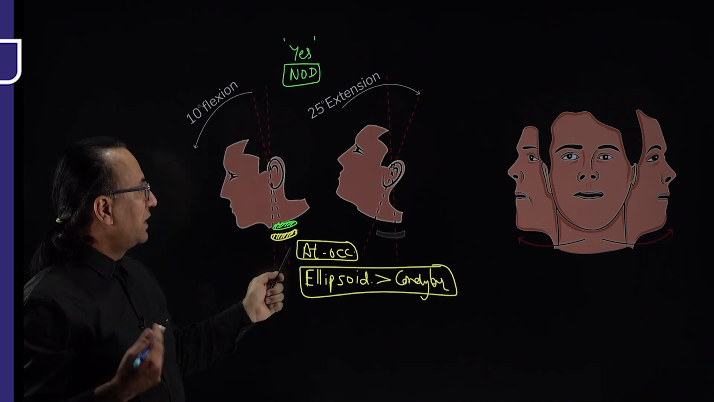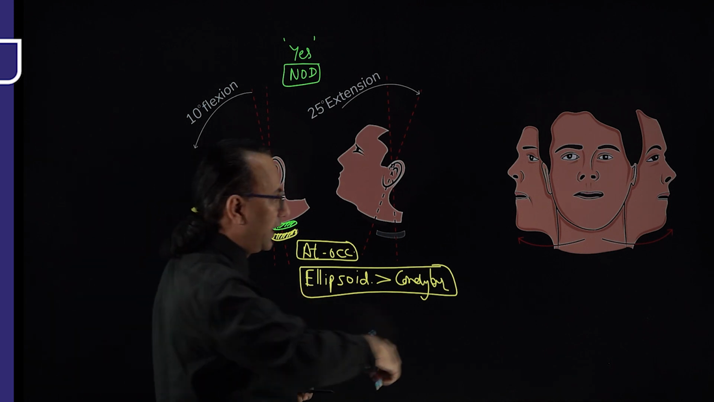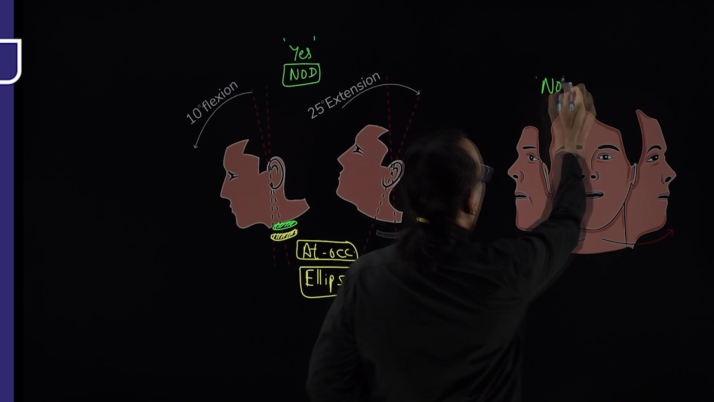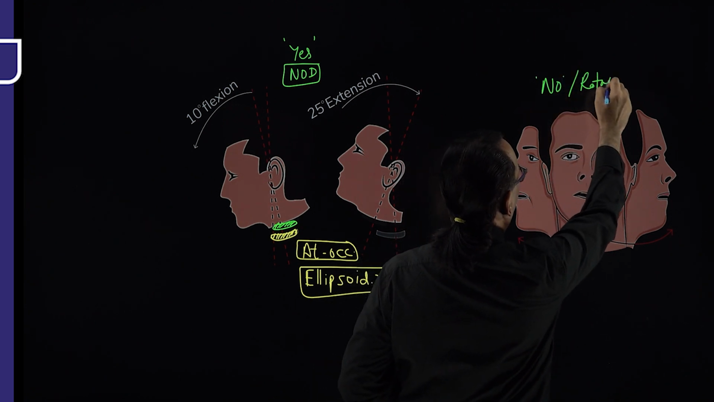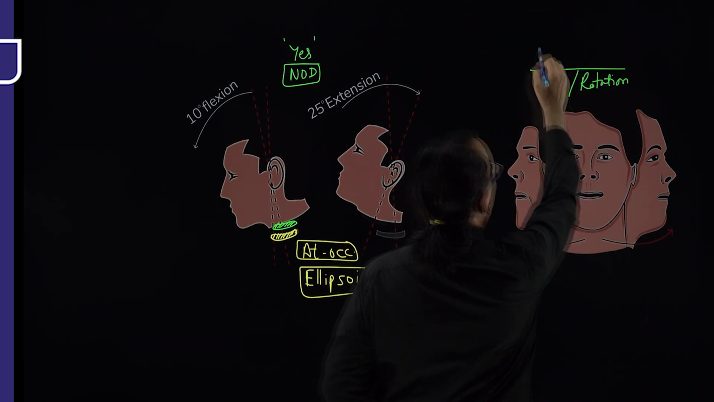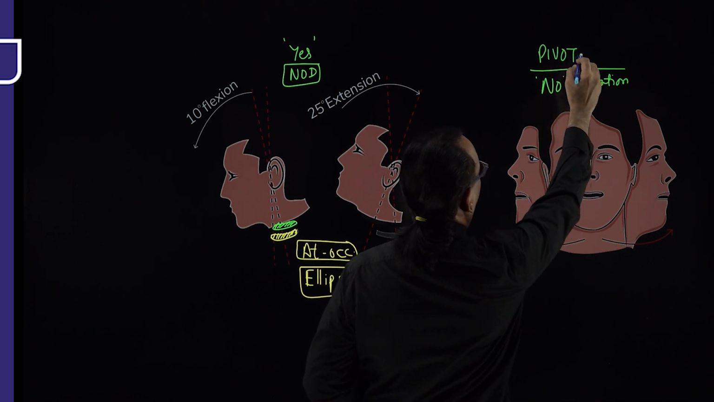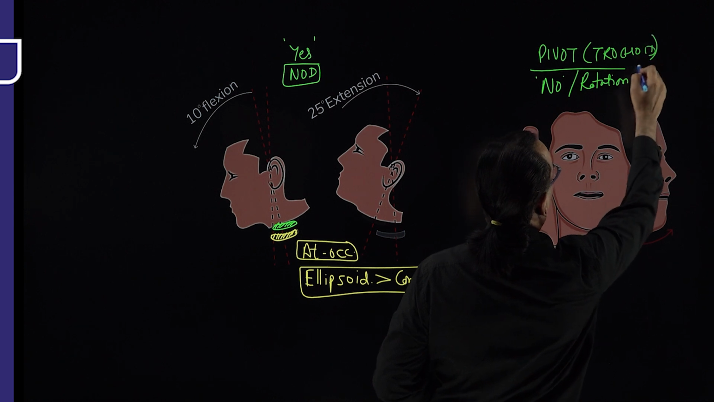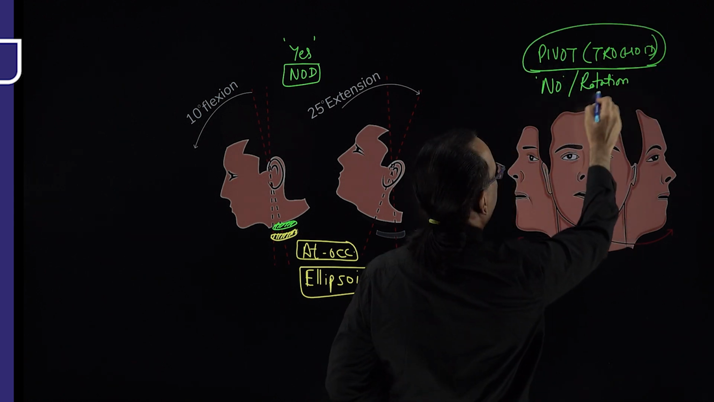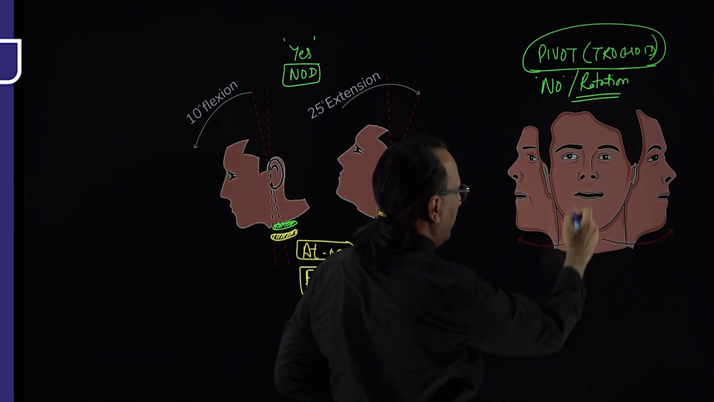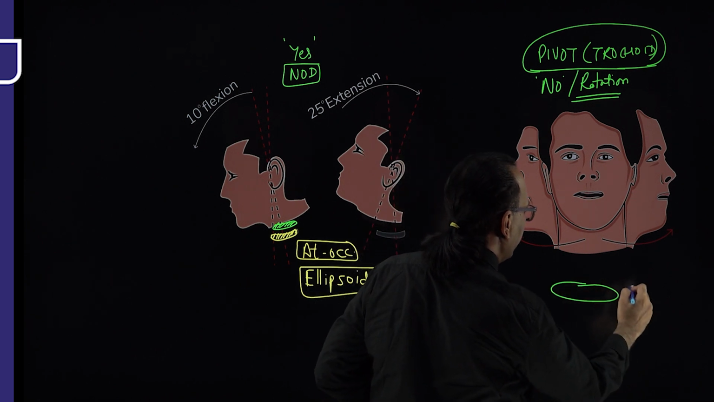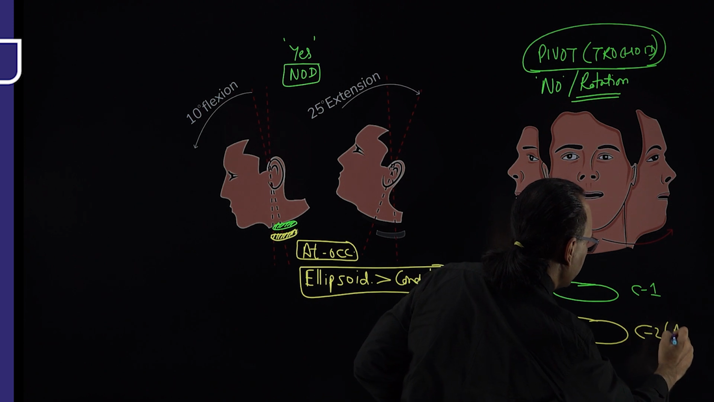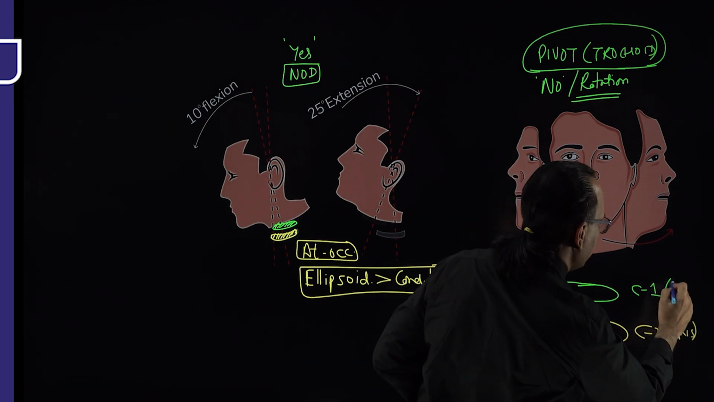That is the nodding movement. But as you go for the rotatory movement, which is the no movement, this rotatory movement happens at what is called a pivot synovial joint. The other name for pivot is trochoid. So you can say it is a trochoid synovial joint or a pivot synovial joint. It is a rotatory joint. It is between the vertebra C1, the atlas vertebra, and C2 vertebra, the axis vertebra. So this is the axis and that is the atlas.